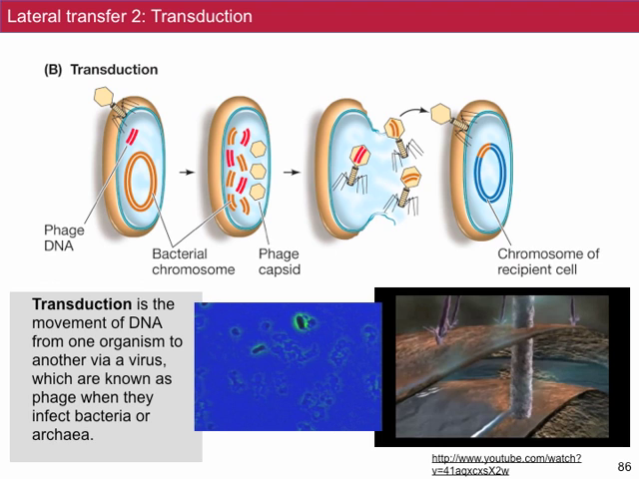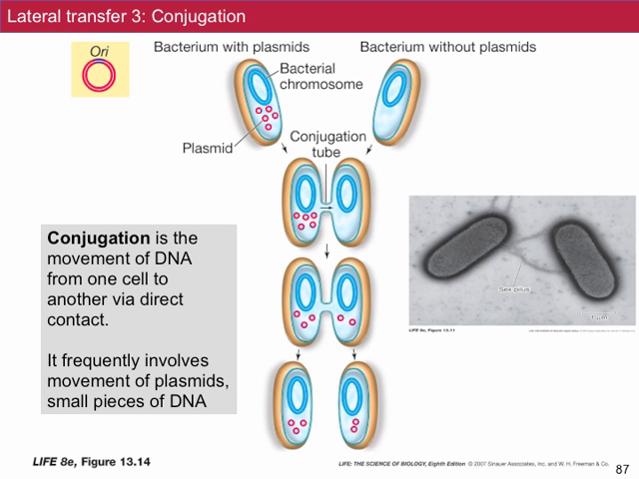So again, we have very distinct processes here, but the effect is the same. Unidirectional transfer of DNA from one organism, one lineage, to another, in contrast to sexual reproduction. So we'll stop there.